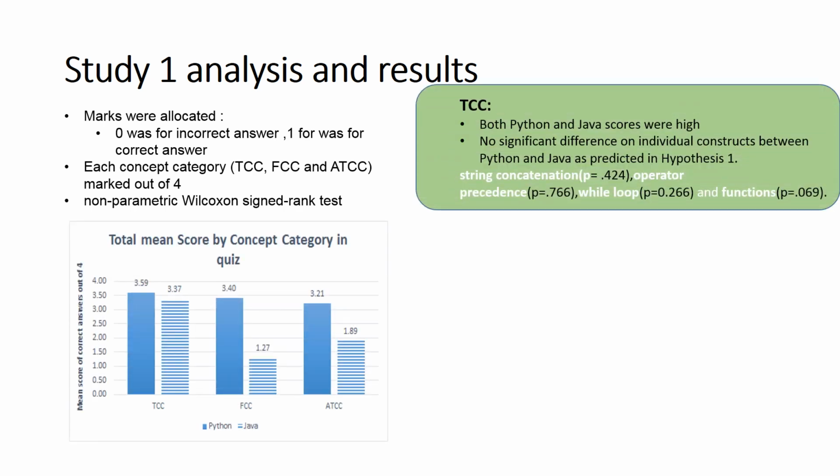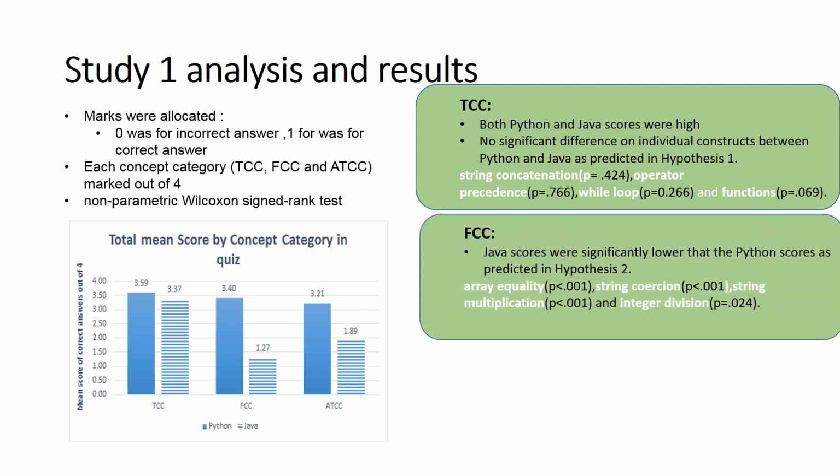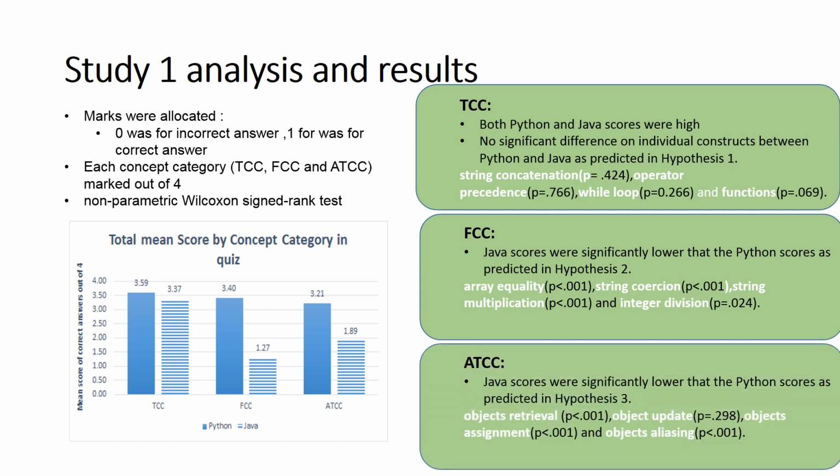The results showed that for a true carryover concept, both Python and Java scores were high. There was no significant difference on individual constructs between Python and Java as predicted in Hypothesis 1. For the false carryover concept, the Java scores were significantly lower than the Python scores as predicted in Hypothesis 2. And finally, for the abstract true carryover concept, the Java scores were significantly lower than the Python scores as predicted in Hypothesis 3.